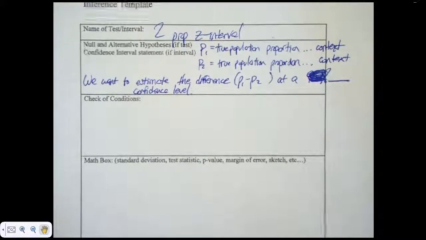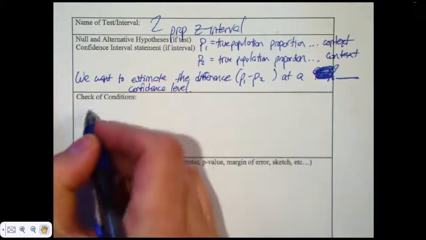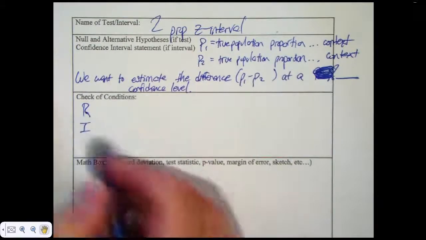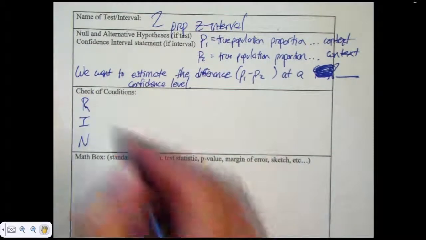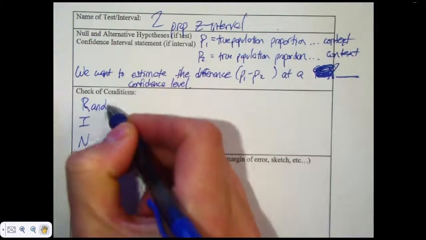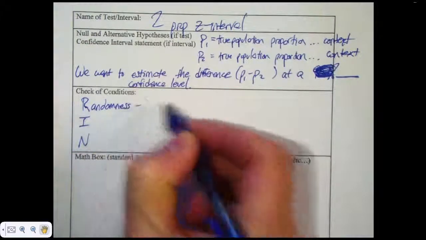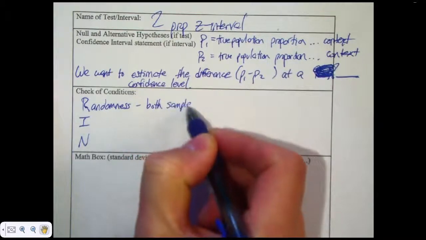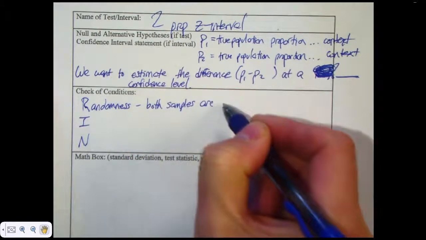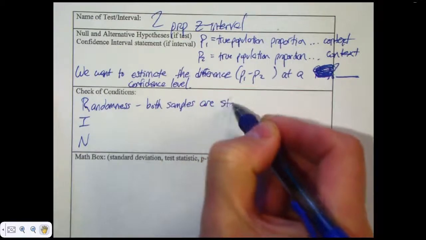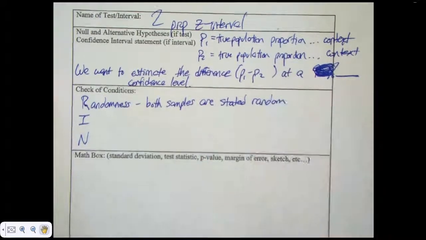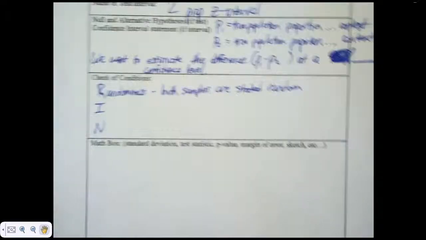Okay, conditions. So it's the same stuff. It's R-I-N. But it's just got to be for both now. So randomness. You have to say something like both samples are stated as random.